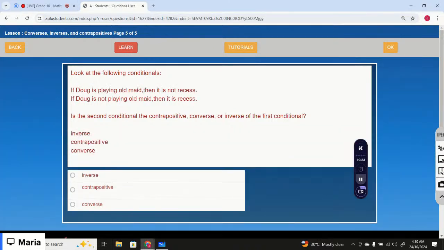Look at the following conditional. If dog is playing old maid, then it is not recess. If dog is not playing old maid, then it is recess. So which is the correct option?